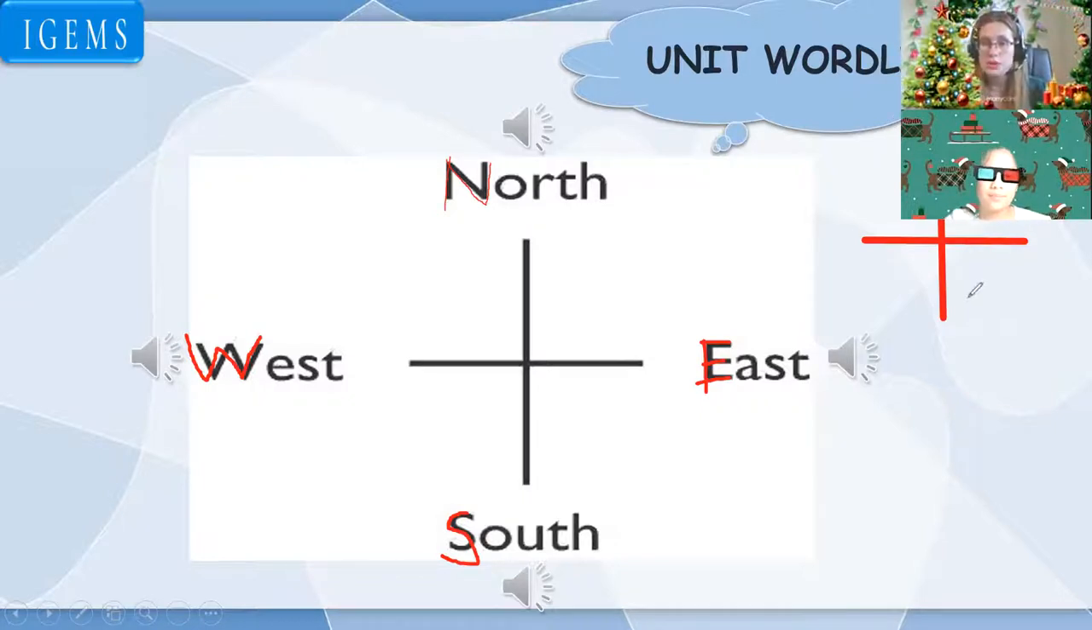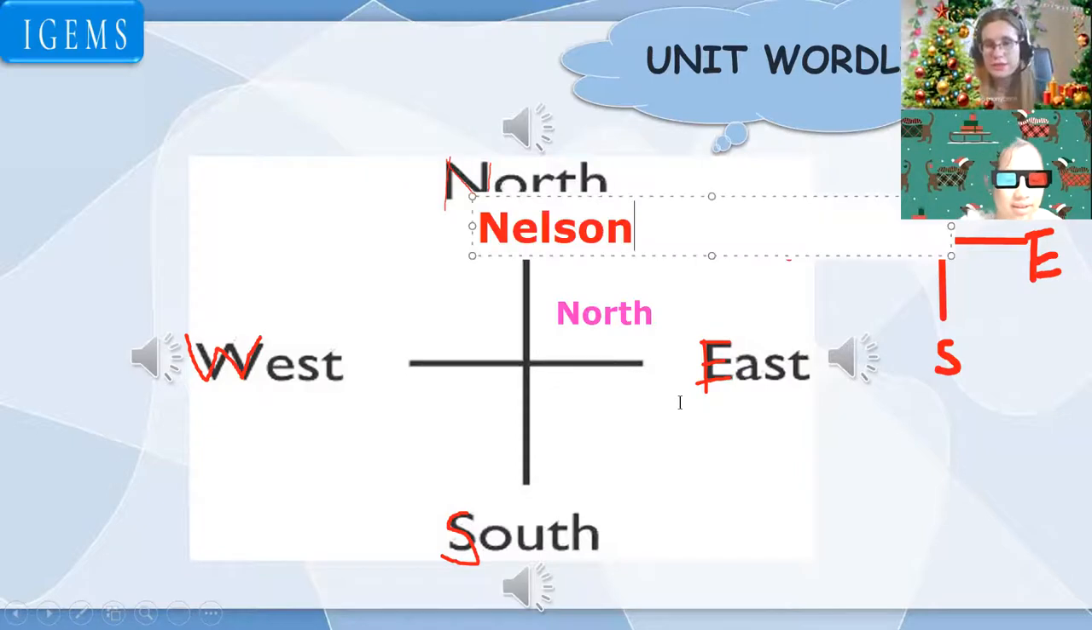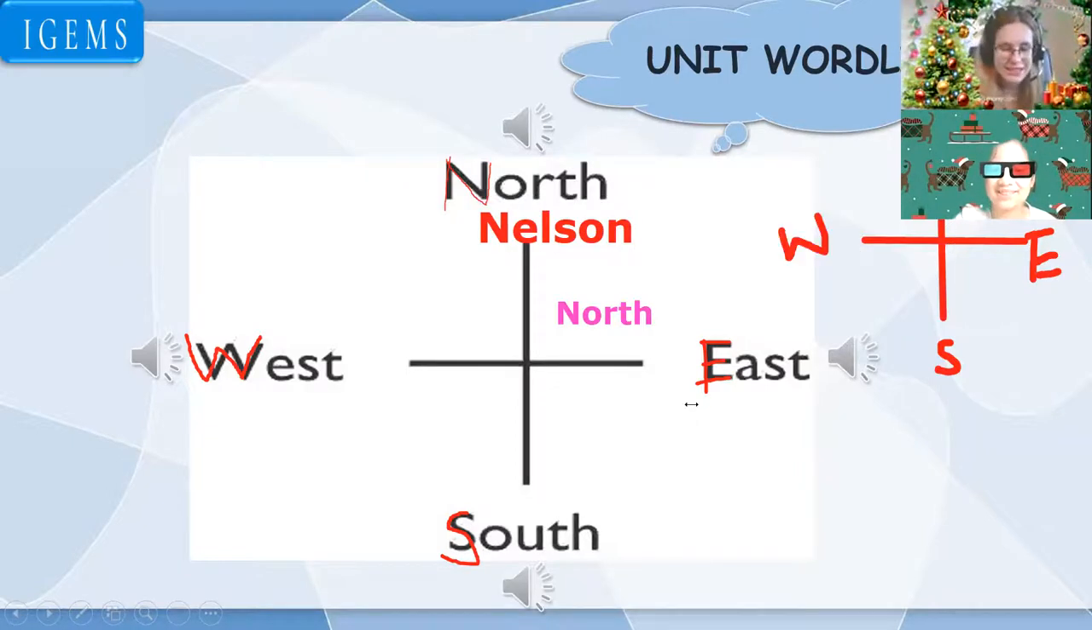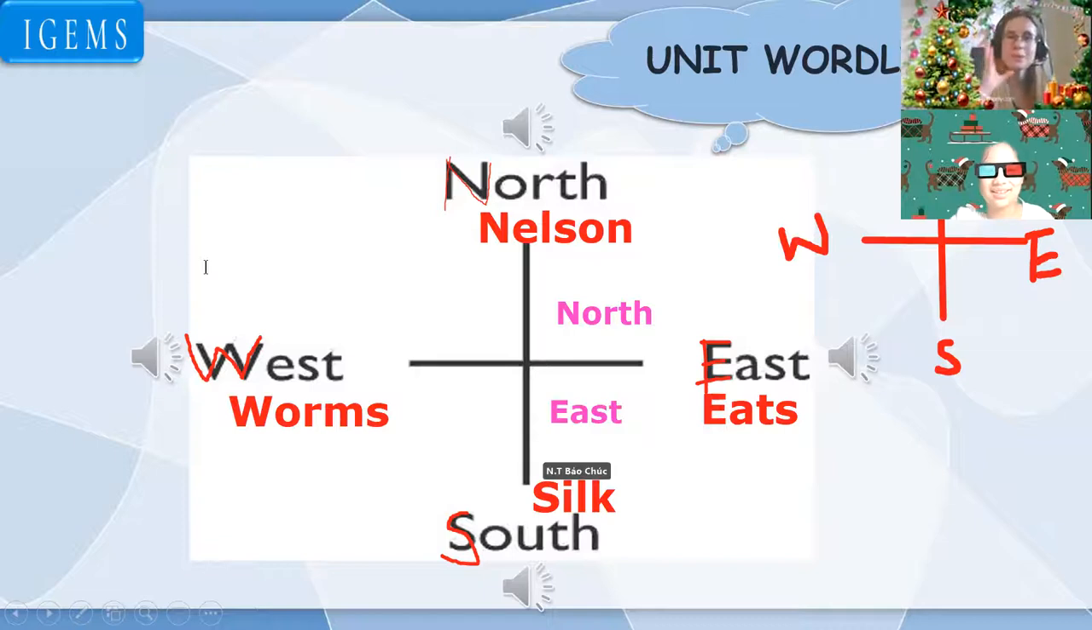Okay, so north. North. South. South. East. West. Yes, how does the teacher remember this? I say Nelson eats silkworms. This is how the teacher remembers it. You can make up your own little sentence if you want to, but I say Nelson eats silkworms.